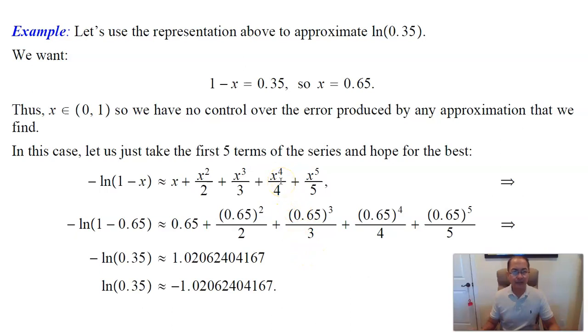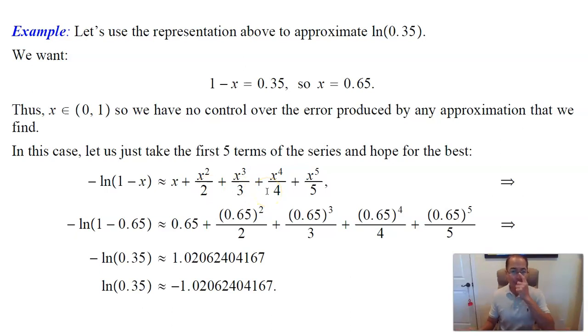Not really that tricky. Okay, so 1 minus x, we want to be 0.35. So x is basically just 0.65. So minus ln of 1 minus 0.65 gives us negative ln of 0.35. Okay, arithmetic. We plug in 0.65 into the first few terms. Okay, so everything is positive.